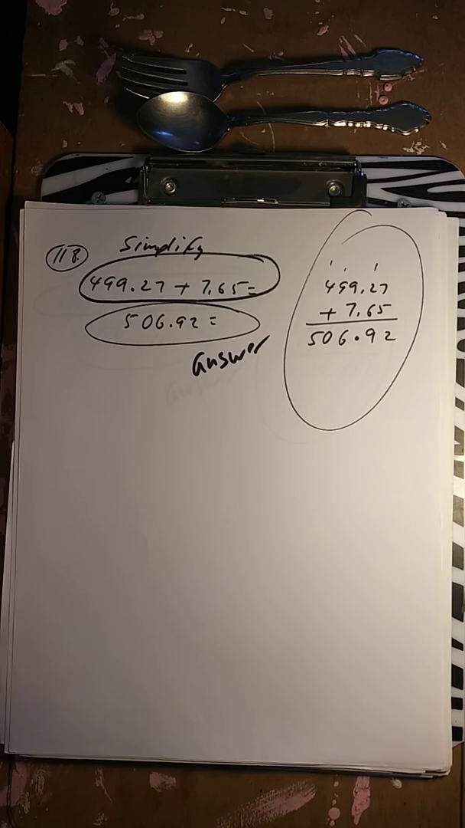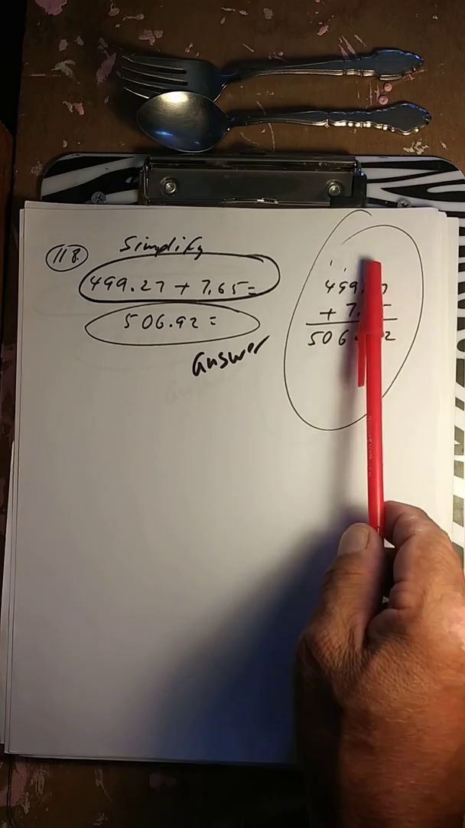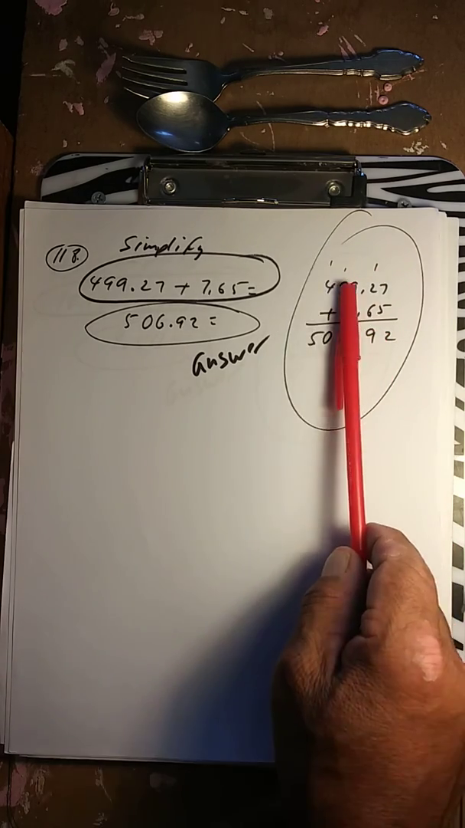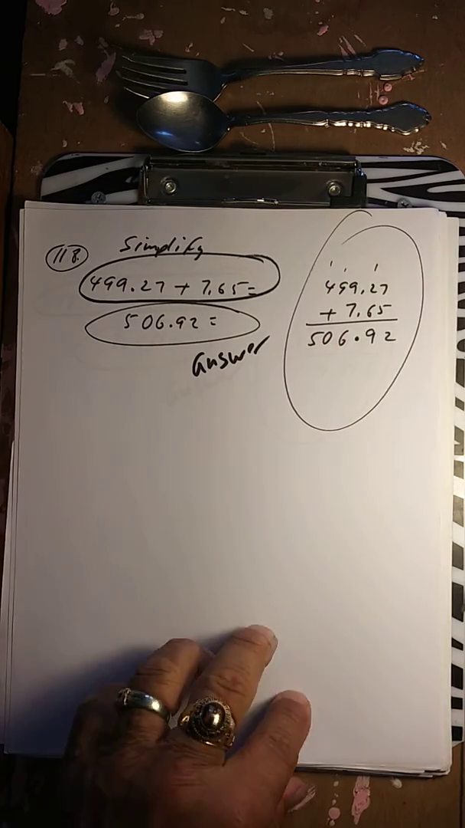Same thing. Simplify this. Add them up. Line them up. You're going to go right here. 7 and 5 is 12. Carry your 1. 6, 7, 8, 9. And then that's going to be 16. Carry your 1. That's going to be 10. Carry your 1. 5. 506.92.